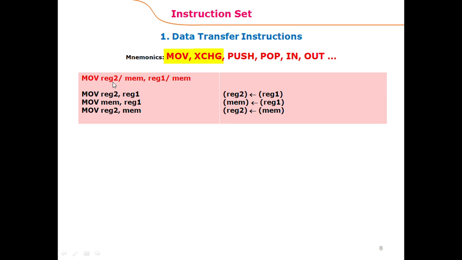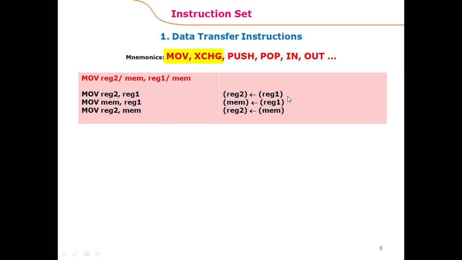But if both the source and destination are registers, then this is allowed. So this format would give us these three types of MOV instruction. For example, in the first type, MOV is the opcode, then there is a register, and then there is another register. So the source of the data is register 1, and the destination of the data is also a register, register 2. So source and destination both are registers, microprocessor registers.